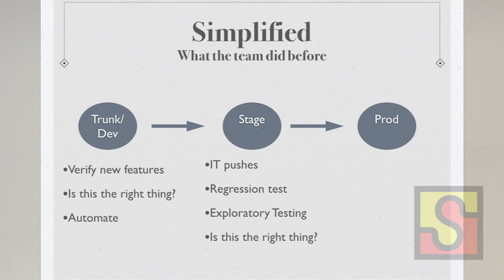oh, I went too far. When QA verifies it, we ask IT, please push it to the stage so we can do some more verification. At this point, we do some regression tests. We may do some focused exploration on the application in areas that we think might be high risk, some integration tests. And again, we're always asking, is this the right thing? Are we really creating the right product?